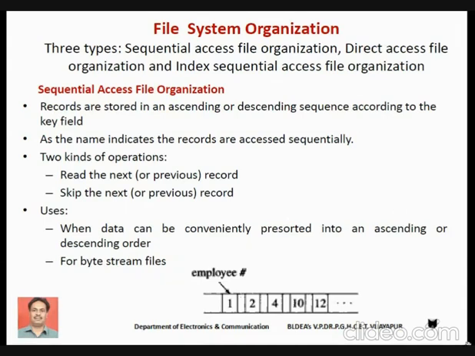First, we are going to start with sequential access file organization. As the name itself indicates, the records of the file need to be stored either in ascending or descending order based on some key value. The records of the file are stored in ascending or descending sequence according to the key field.